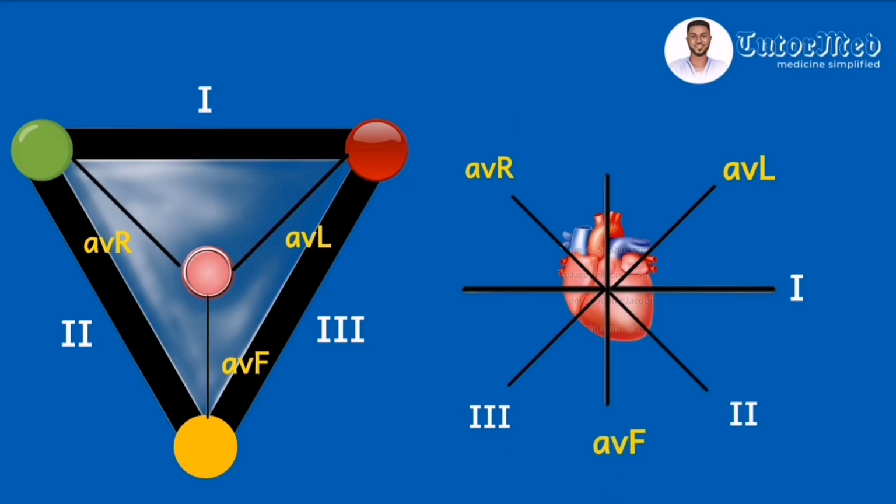Now, this system of 6 limb leads is called the hexaxial system. And then from here, you can understand why we say leads 2, AVF, and lead 3 are inferior leads, isn't it? And then you can understand why we say AVL and then lead 1, look at the lateral surface of the heart on the left. Very good.